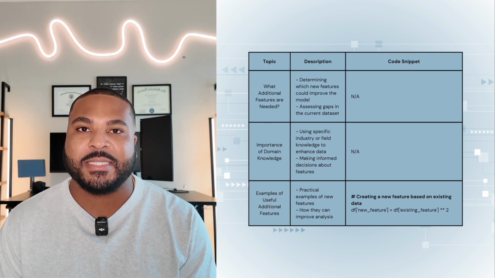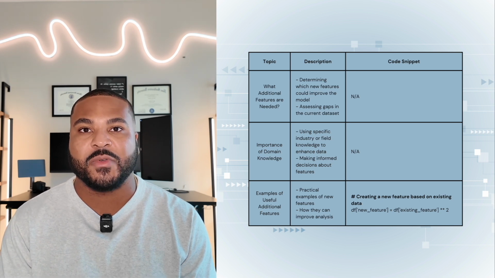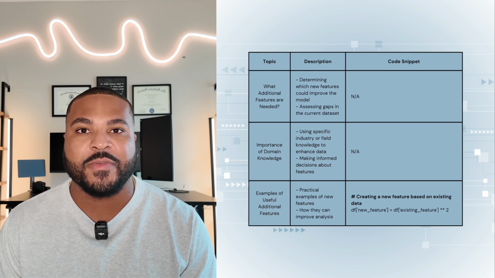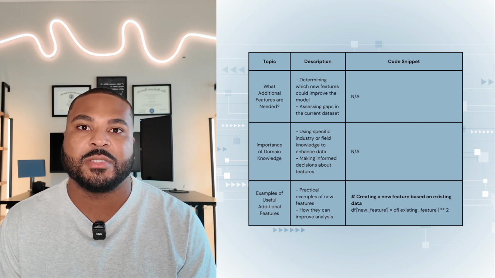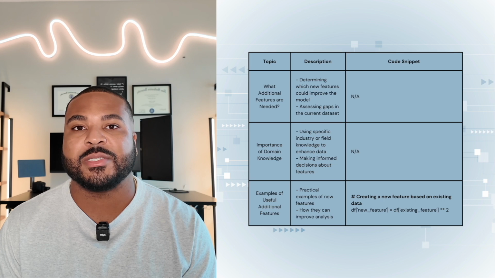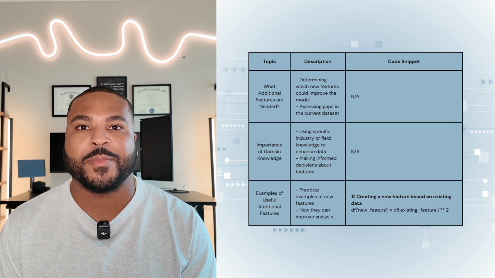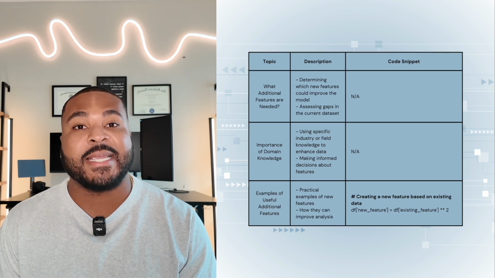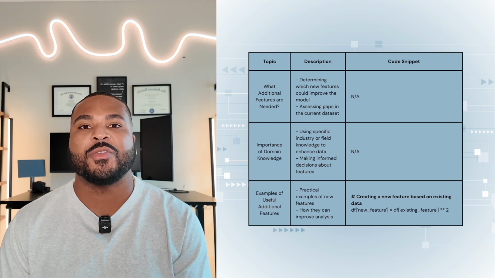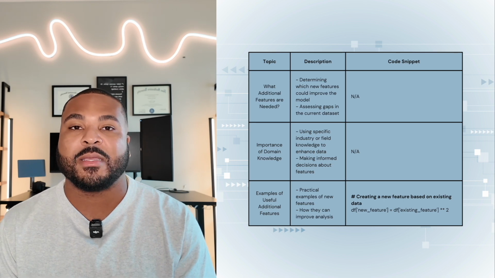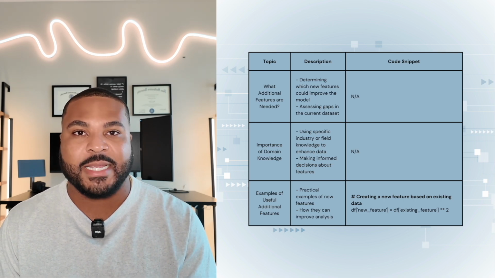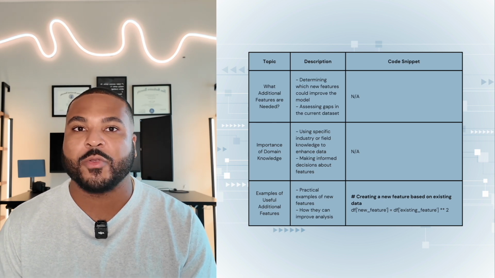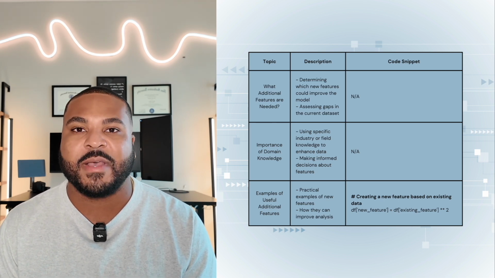So to give you a practical idea, here are some examples of useful additional features that can be created. Polynomial features, such as creating new features by raising existing features to a power. Interaction features, such as creating features that represent interactions between two or more existing features. Date and time features, such as extracting new features like the day of the week, the month, or the season from date and time data. Aggregated features, such as summarizing information over groups, such as average purchase value per customer.